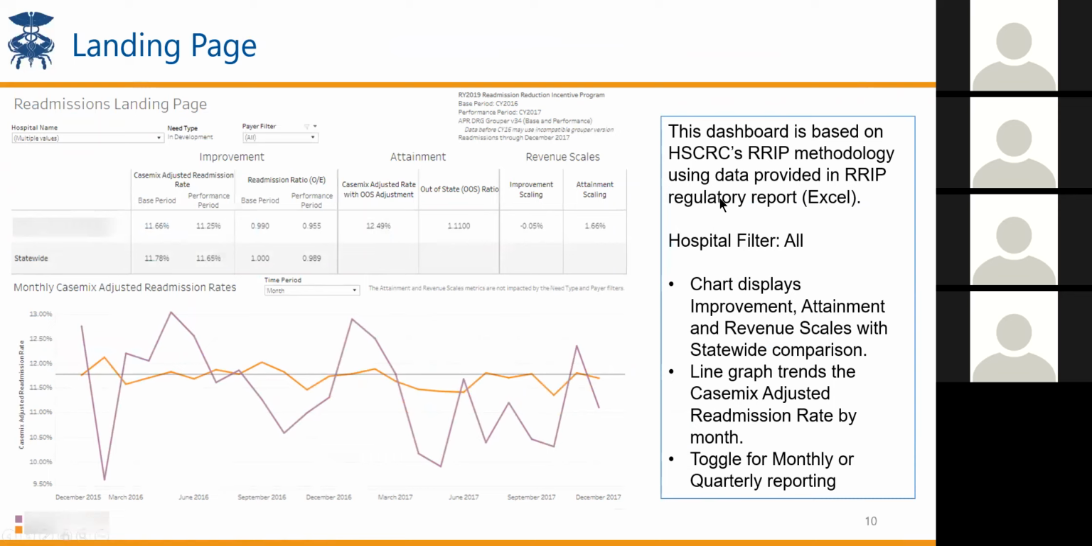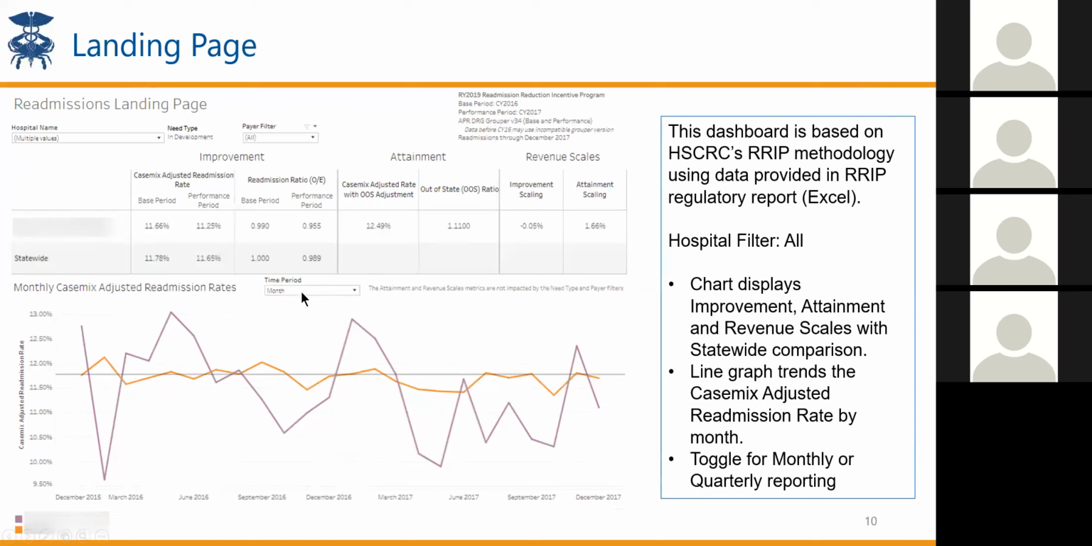using the same information in the regulatory Excel report, showing improvement, attainment, and revenue scales for the hospital that you have selected, and then a comparison to statewide, and then a line graph below, which plots both of these. And you have a trend line, this gray line in the middle, which is the selected hospital's case mix adjusted rate. There's also a toggle for monthly and quarterly.